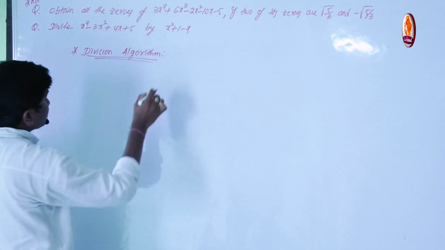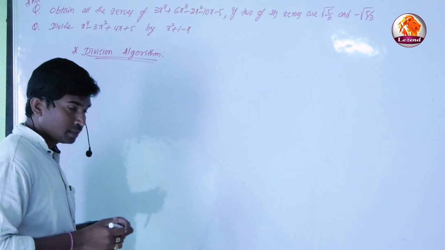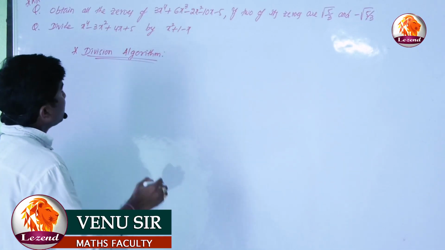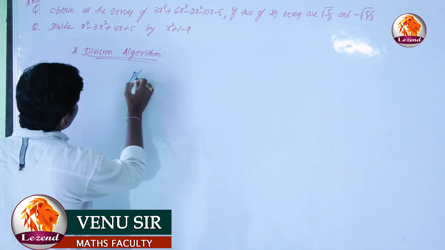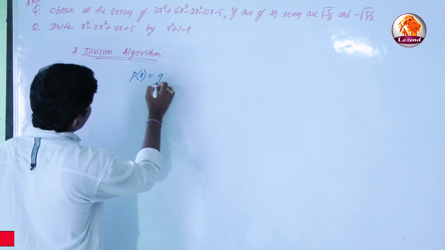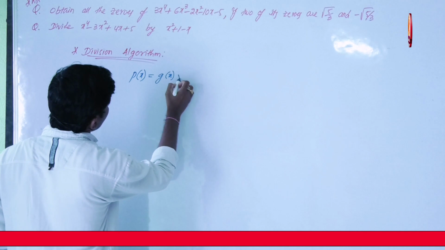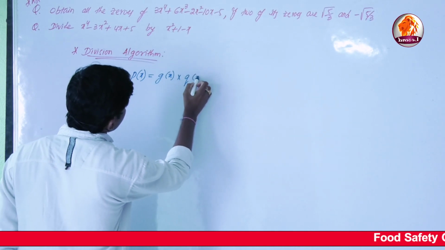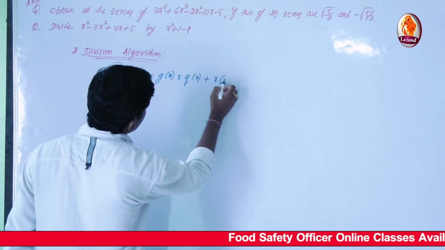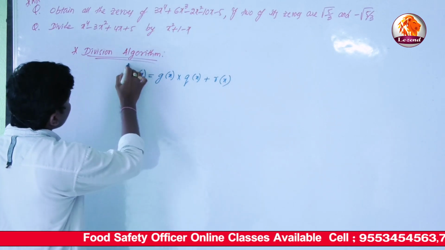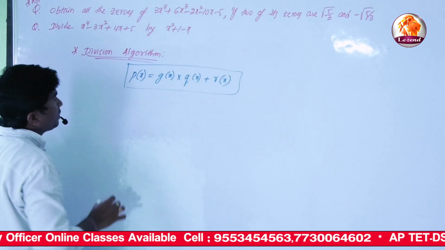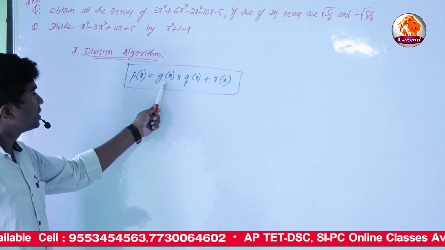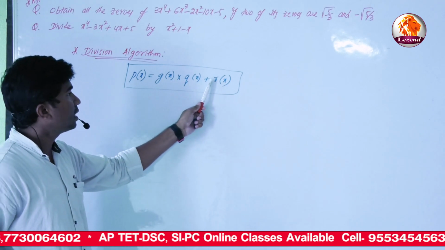Algorithm. P of x is equal to g of x into q of x plus r of x.